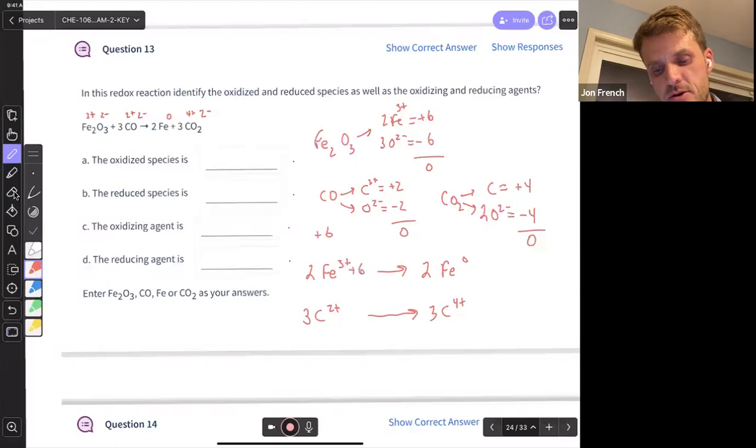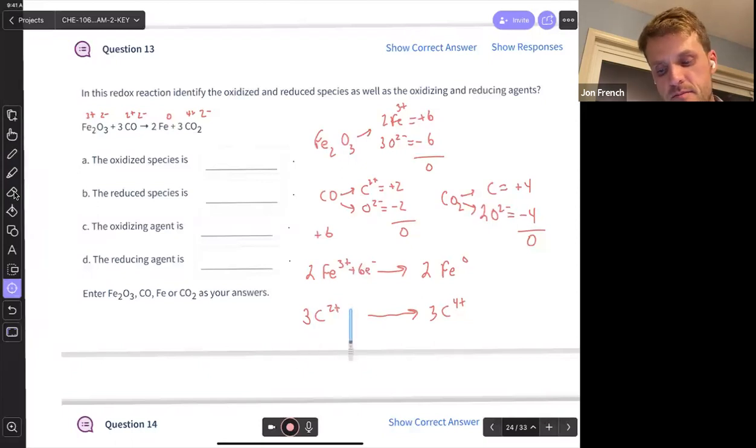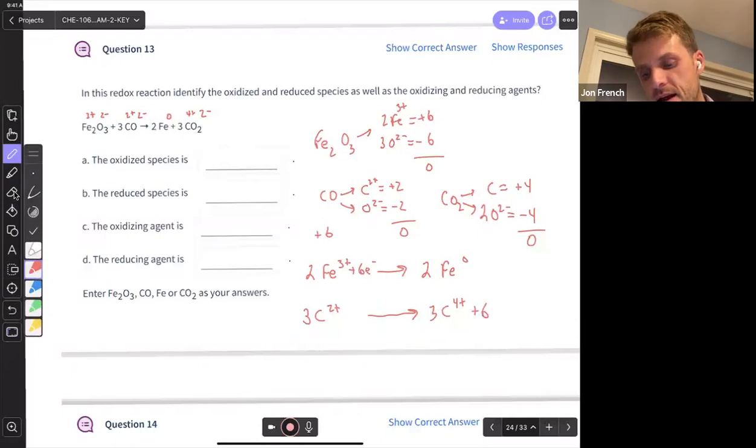So +6 electrons to balance that out. And then over here, if I am 6+ here, and here I'm 12+, to balance that out, I would have to lose. Carbon goes from 2+ to 4+. It's going to do that by losing 2 electrons each, 2 electrons for each carbon. 2 times 3 is 6.